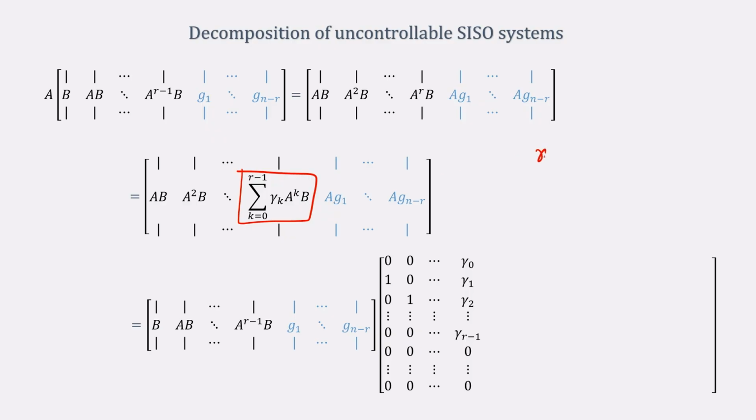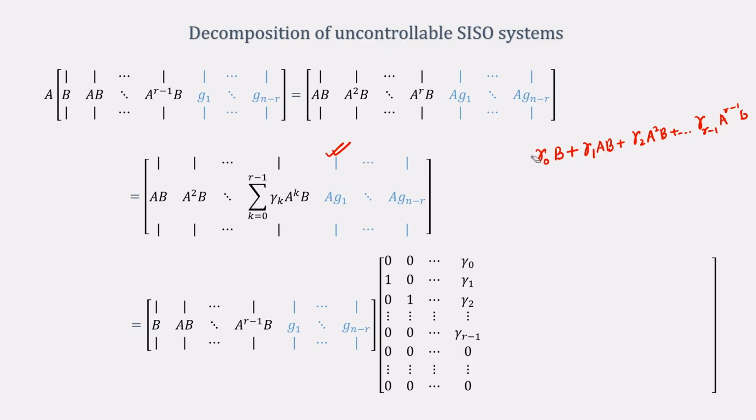So, what is this? This is nothing but gamma naught times B, gamma 1 times AB plus gamma 2 times A square B plus dot dot dot gamma r minus 1 times A to the power of r minus 1 B. So, here you see that this is gamma naught times B plus gamma 1 times AB dot dot dot gamma r minus 1 times of this, and then the bottom part here is multiplied with 0. So, this gives us the first part. Now, what about this one?